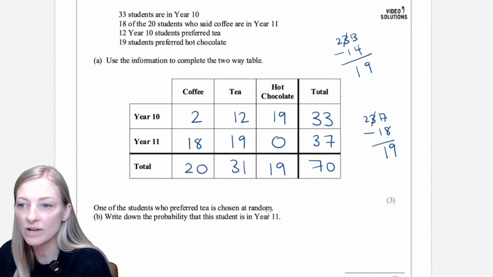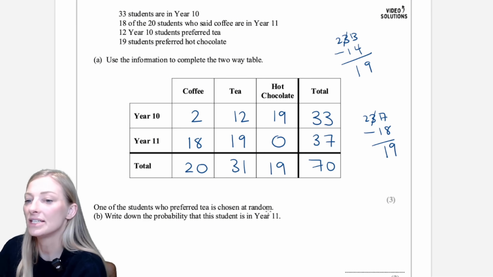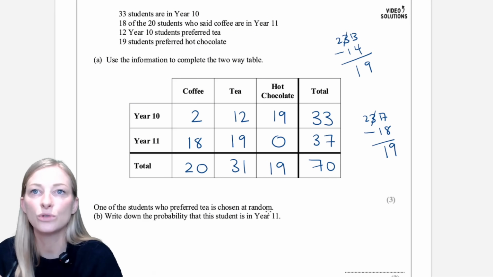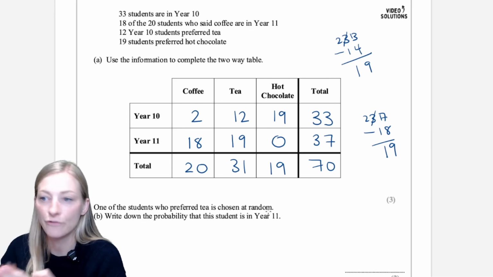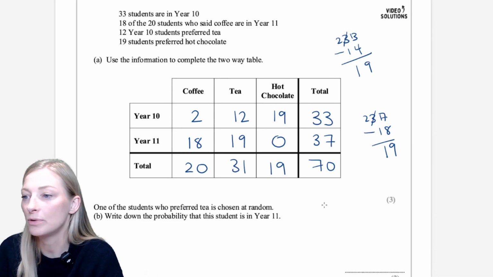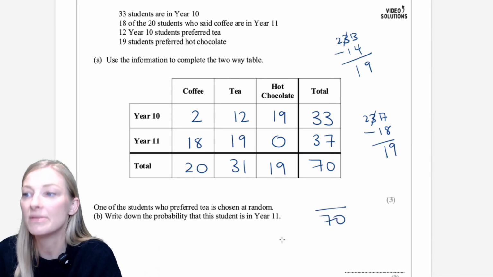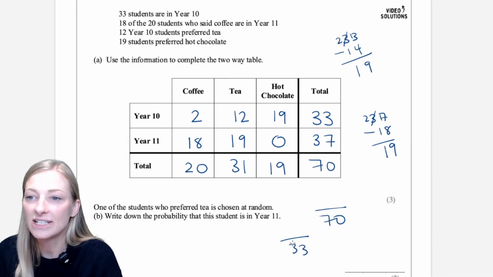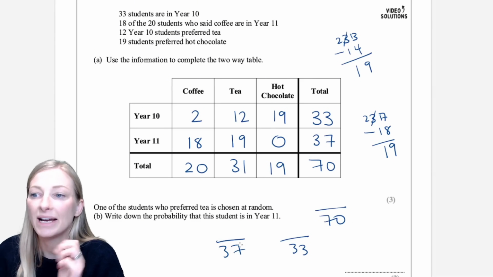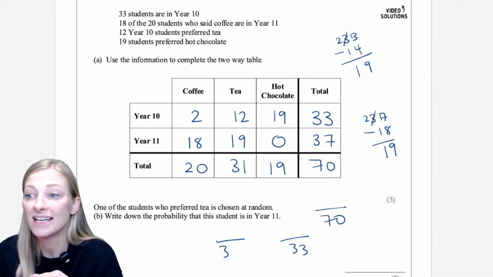Okay, then it says one of the students who preferred tea is chosen at random. Now this is really important. That sentence tells you who you are picking from. So if I said a student is chosen at random, it would be out of 70. If I said a year 10 is chosen at random, it would be out of 33. If I said a year 11 is chosen at random, it would be out of 37. But I didn't say any of those things. I said one of the students who preferred tea is chosen at random.